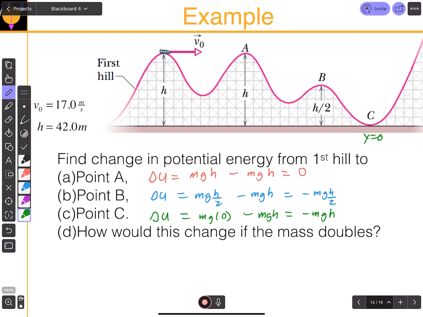Right, so the change in potential energy from the first hill to A, B, and C increases as the difference in the height increases. So how would this change? By the way, if I were to double the mass, what would happen? Well, if I doubled the mass, then I would double all the answers, right? Because m would be times 2. So each answer would be times 2.